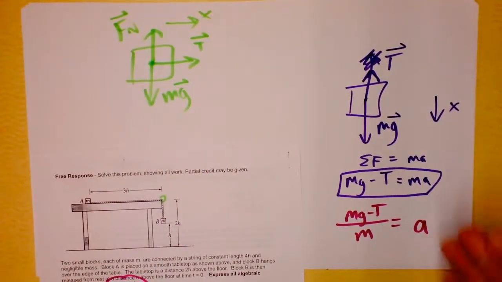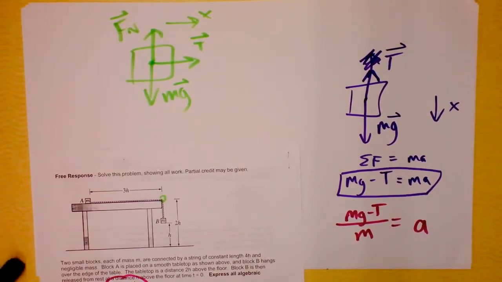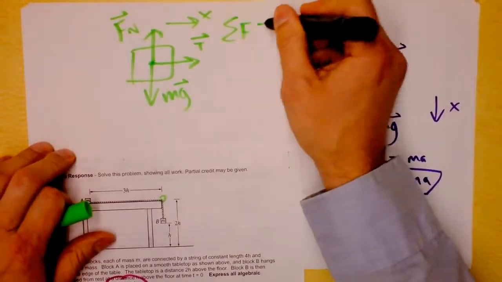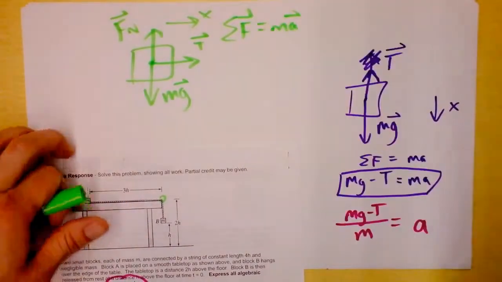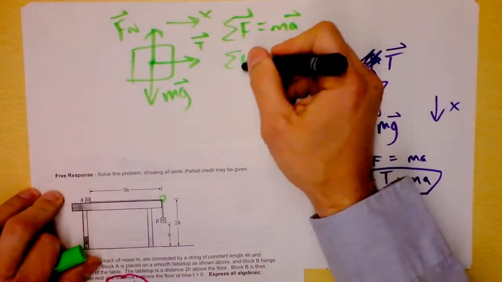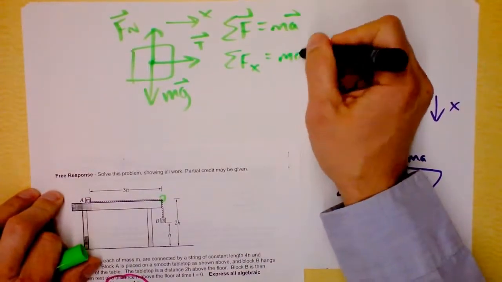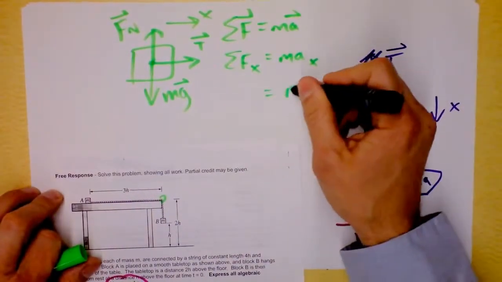I'm gonna do the free body diagram. What do I do? That's Newton's second law, right? Aren't we supposed to do Newton's second law now? Let's do it. Newton's second law says, in the x direction, let's just talk about the x direction. Net force in the x direction equals mass times acceleration in the x direction. The acceleration is just going to be a.